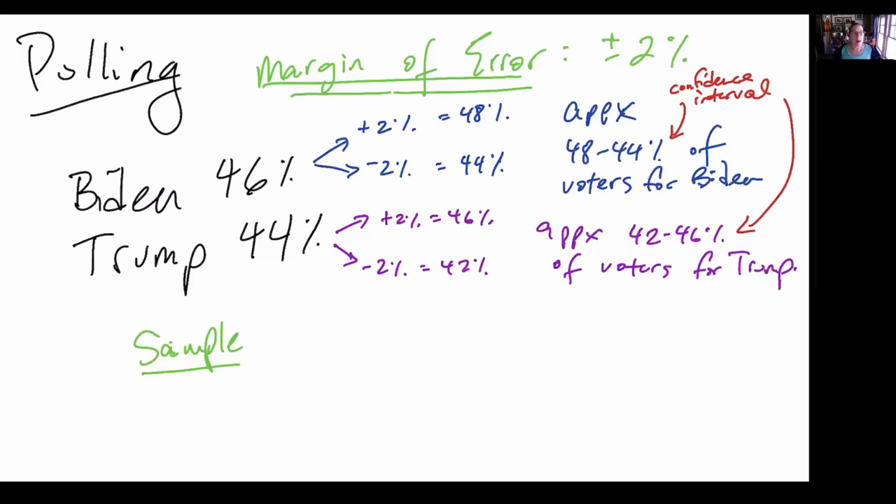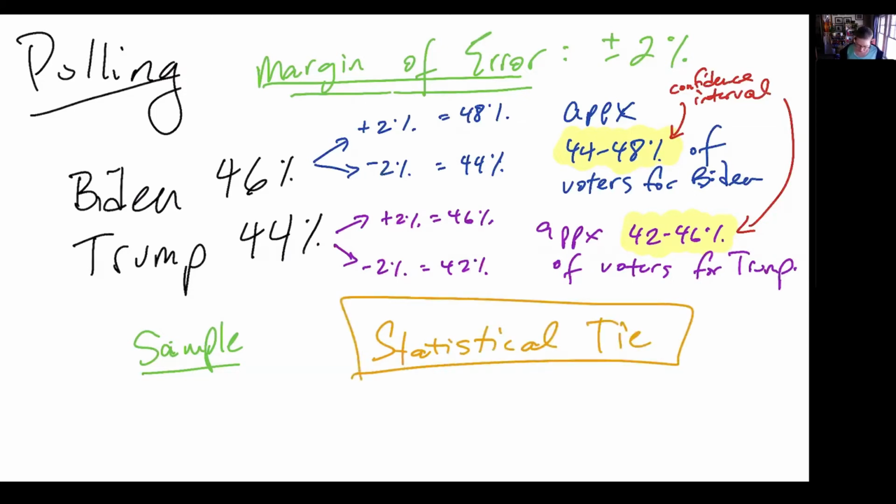Is one of these actually winning? Could you say that Biden or Trump is actually winning if 44 to 48% are for Biden and 42 to 46% are for Trump? I wrote that in the wrong order, didn't I? Can you legitimately and responsibly say that Biden is ahead in this poll? Statistically speaking, this is what we call a statistical tie. It's a statistical tie because if we look at 44 to 48 and we look at 42 versus 46, do you see this region right here? That's a tie.